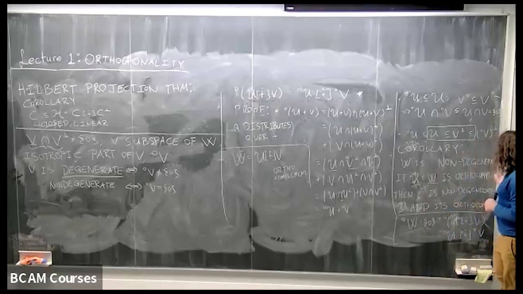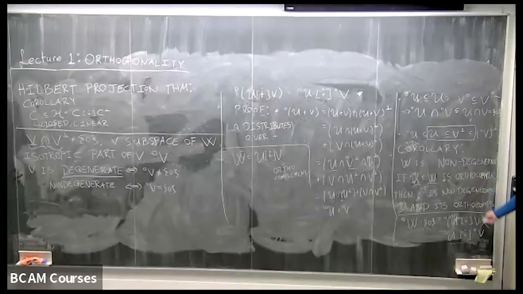So basically, this corollary is establishing that the problem that we saw in the previous example, which we had a subspace that had an isotropic part, this is somehow generic. That if I ever give you a subspace that is degenerate, then it's not orthocomplemented.